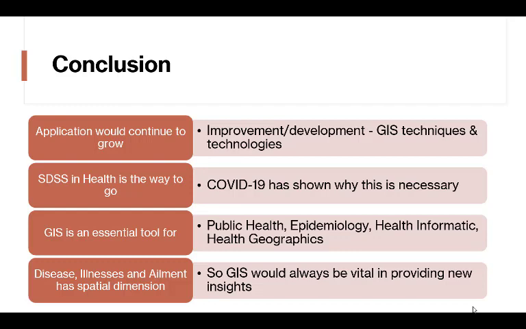GIS is an essential tool for public health, epidemiology, health informatics, and health geography. So that essentiality is never going to go away. It's going to get better. And you are lucky you're studying medical geography and now you have exposure to what GIS can do. So your imagination is the limit. Disease, illness, and ailment have a spatial dimension. That spatial dimension is not going to go anywhere. So GIS will be very vital in providing new insight.